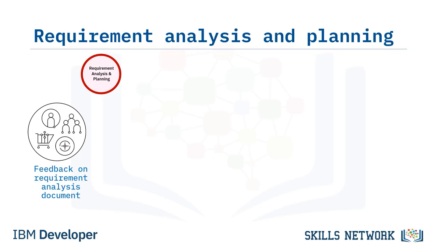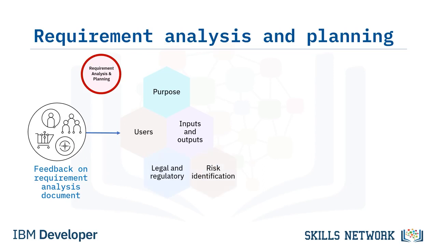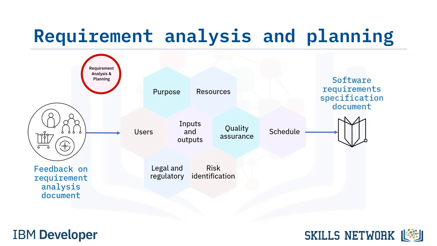When planning a software solution, several factors must be considered: users of the solution, overall purpose of the solution, data inputs and outputs, legal and regulatory compliance, risk identification, quality assurance requirements, allocation of human and financial resources, and project scheduling. These specifications are combined into a document called a Software Requirement Specification, or SRS document.